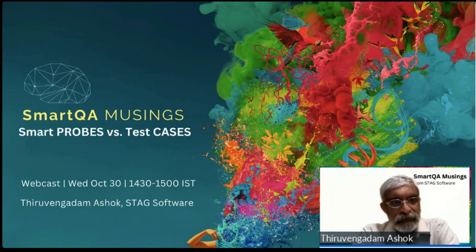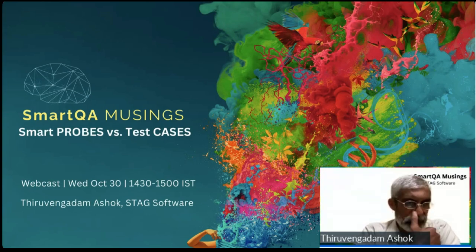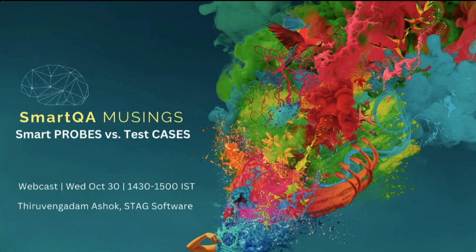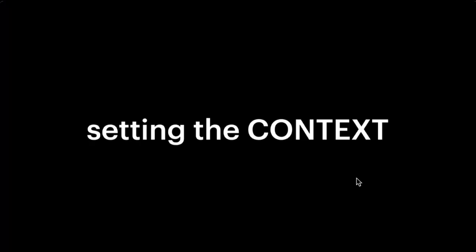This is about smart probes versus test cases. What is it? We all know about test cases. We all use that as a standard term. Is it good enough? We'll see some interesting things in that context. Let me just set the context before we continue on into a bit of a discussion and share some interesting thoughts. After all, SmartQA Musings is a flurry of interesting thoughts.